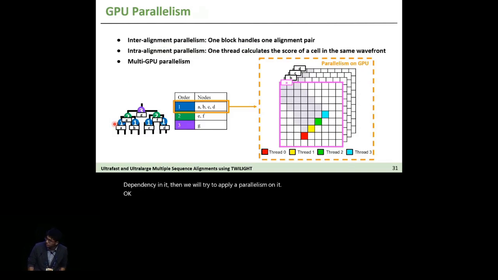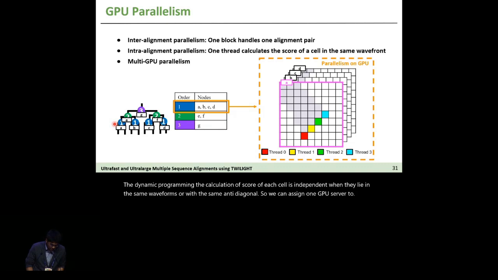Okay. And here's the way that we parallelize the alignment step on GPU. There are 3 levels of parallelism on GPU. First is the intra-alignment parallelism. Following the progressive alignment, we can find that there are many alignment pairs that are independent of each other. Since they are independent, we can apply parallelism on them. We assign one GPU block to one alignment pair. And within each alignment pair, following the dynamic programming, the calculation of the score of each cell is independent when they lie on the same wavefront, or we say the same anti-diagonal. So we can assign one GPU thread to one cell on the same wavefront. And in TWILIGHT, we also support multi-GPU parallelism. We have tried at least 4 GPUs, and it still works.